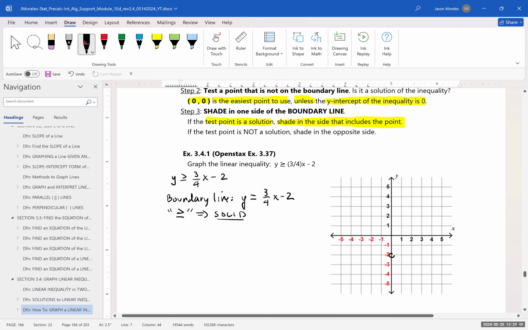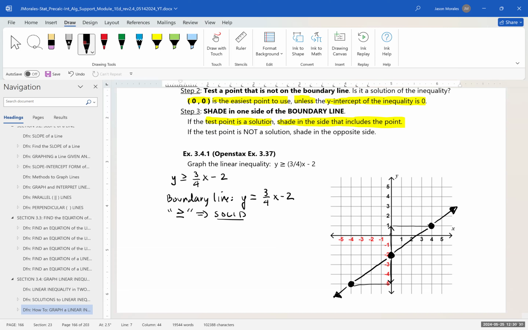So we've got a y-intercept of -2, and we have a rise of 3 and a run of 4 right here. Right, so we had a rise of 3 and a run of 4. We could also have a negative rise of 3 and a negative run of 4. We're going to have another point right there. So this is going to be our boundary line, and it is solid because we have greater than or equal to. This is our boundary line.